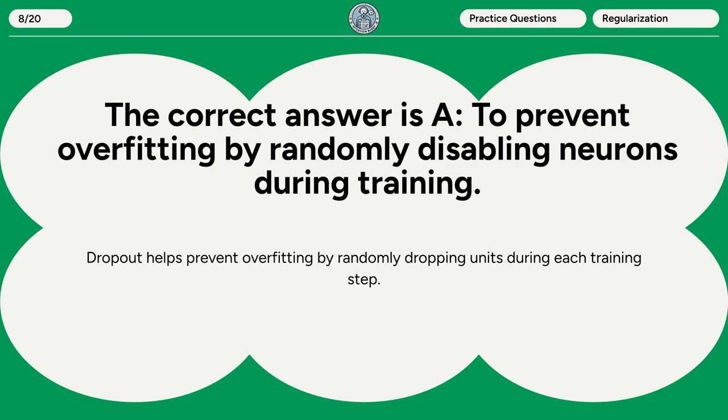The correct answer is A. To prevent overfitting by randomly disabling neurons during training. Dropout helps prevent overfitting by randomly dropping units during each training step.